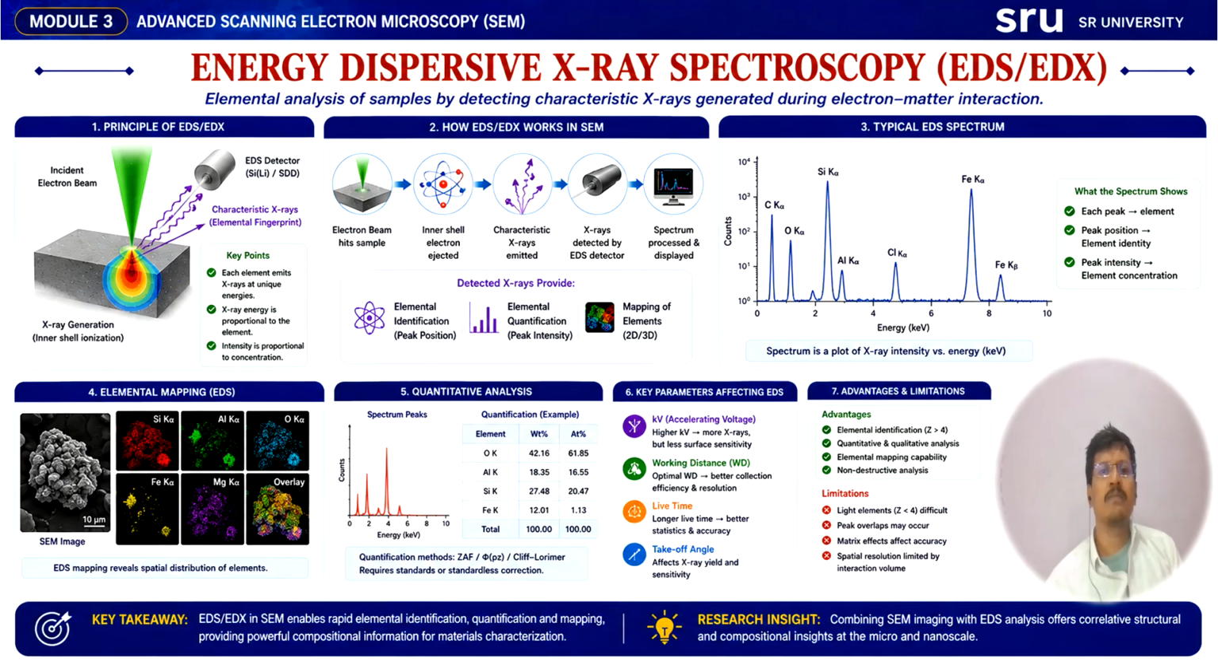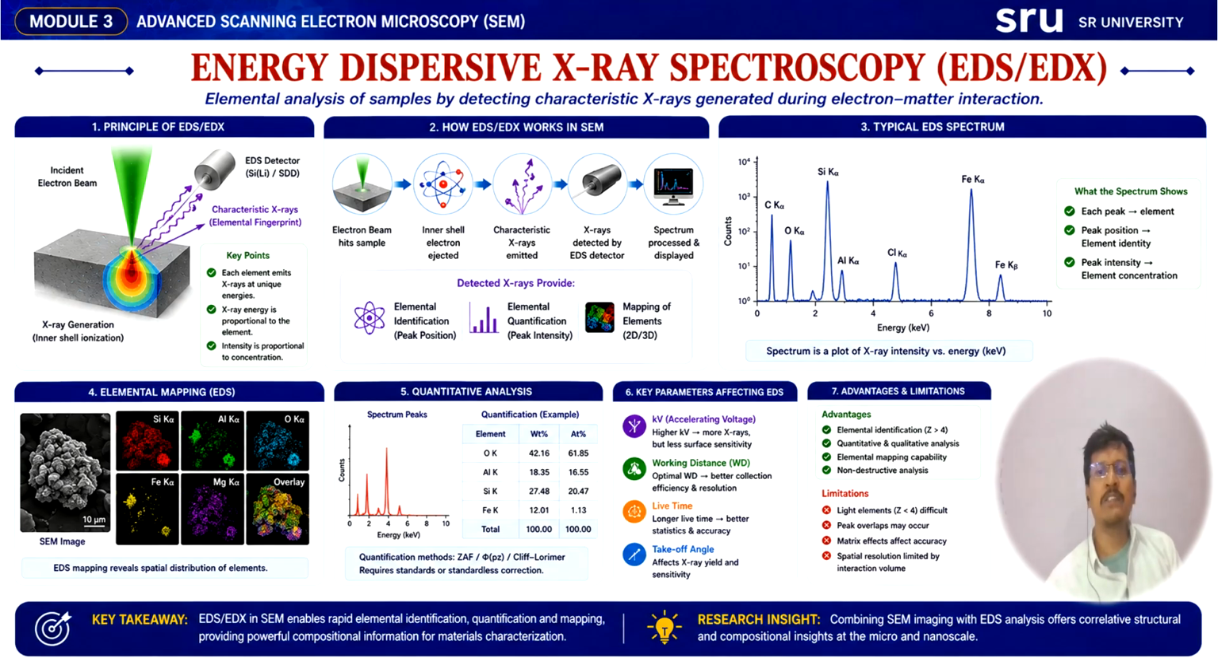The EDS offers several analytical modes. The point analysis is used to determine the elemental composition at specific locations. The line scanning analysis is used to study the elemental distribution along the selected line. The elemental mapping is used to visualize the spatial distribution of elements across the entire area.